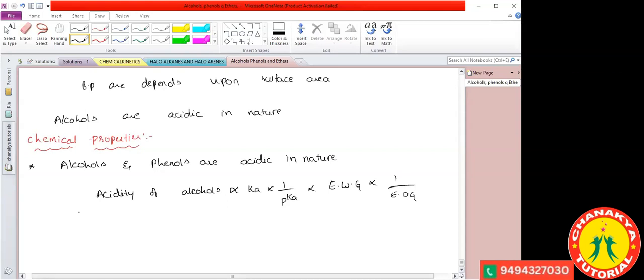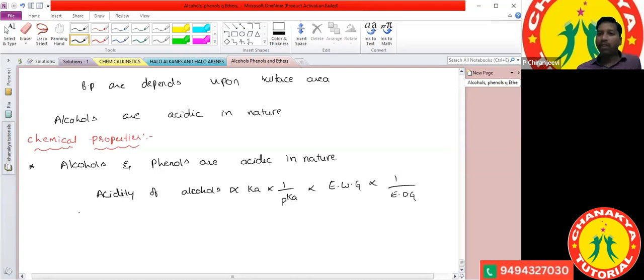Something which on dissolving in water releases H plus ions, dissociates into H plus ions. Very good. The substance which releases the H plus ions in the aqueous medium is called an acid. Now, alcohols also release the H plus ions whenever you dissolve them in water, but alcohols are weak acids.